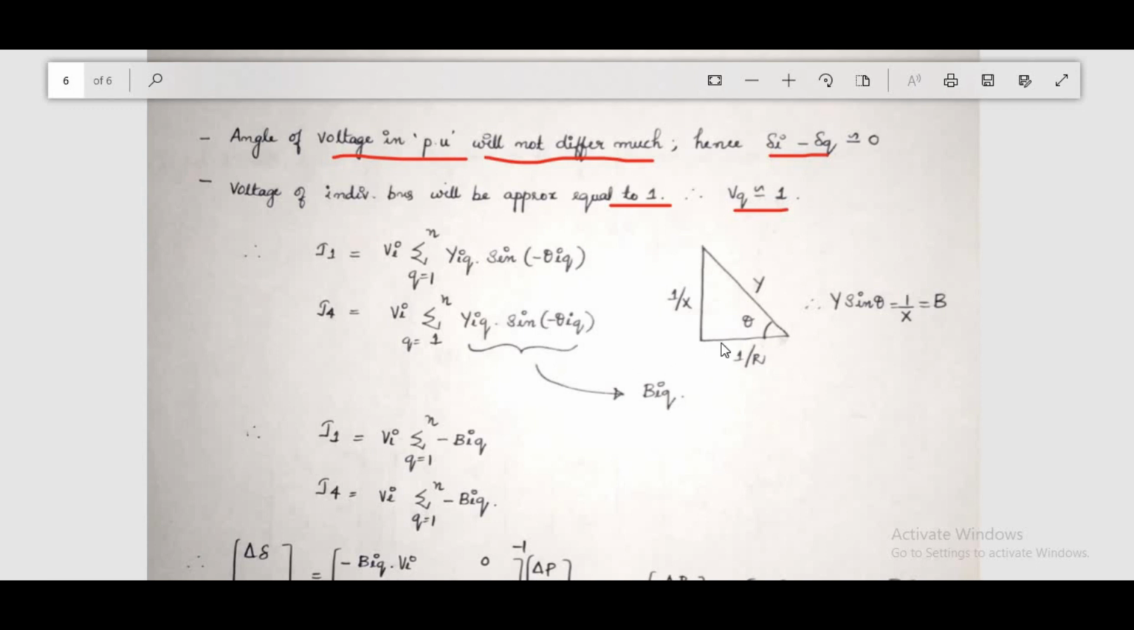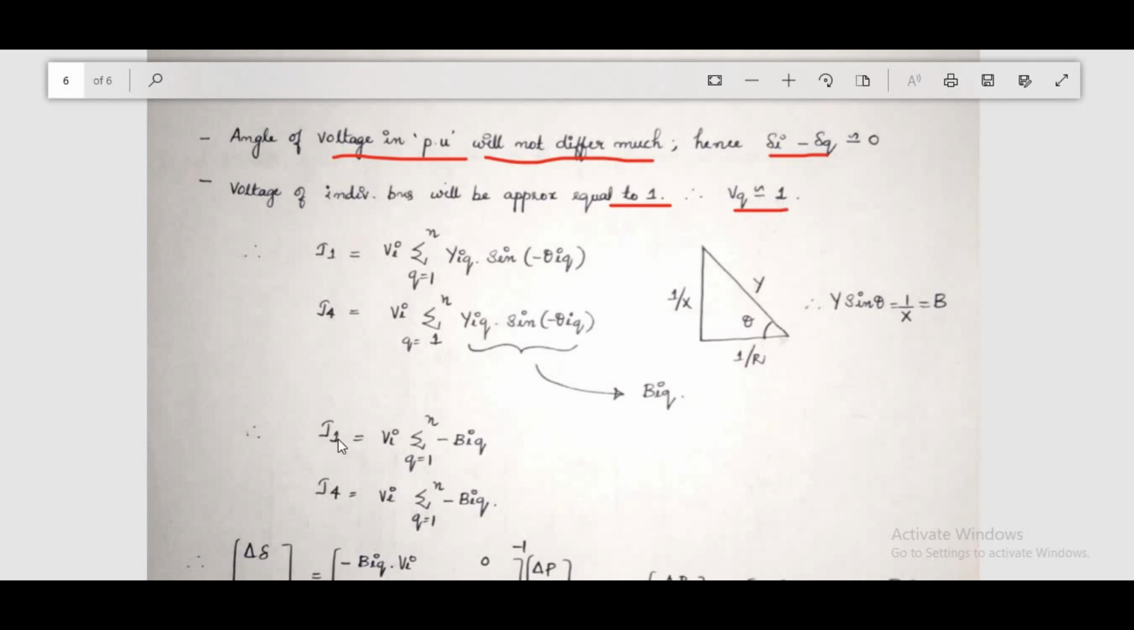Here also same thing. Now we will see this triangle, susceptance triangle. Here if this side is 1 by R and this side is 1 by X, then this side will be 1 by Z, which is nothing but our admittance Y. So if this is an angle theta, you can see that Y sine theta is equal to this side, which is 1 by X. 1 by X is called susceptance B. So instead of Y sine theta, I can write B. So instead of YIQ sine theta IQ, I can write BIQ.